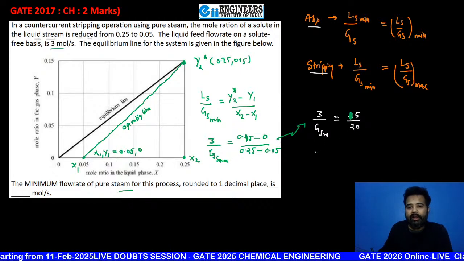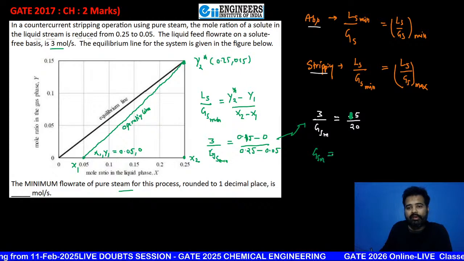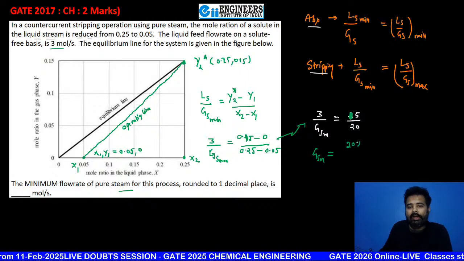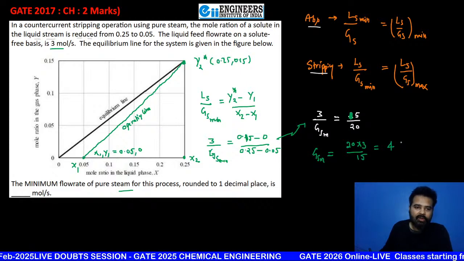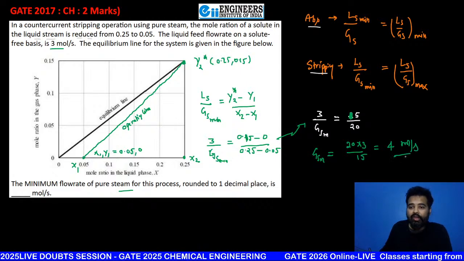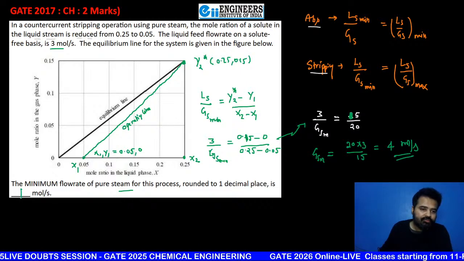Now cross multiply it, then Gs minimum is 20 into 3 by 15. It will come 60 by 15, that means 4. Yeah, 4 mole per second. So our answer should be 4.